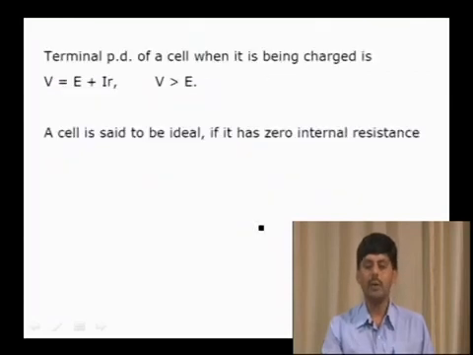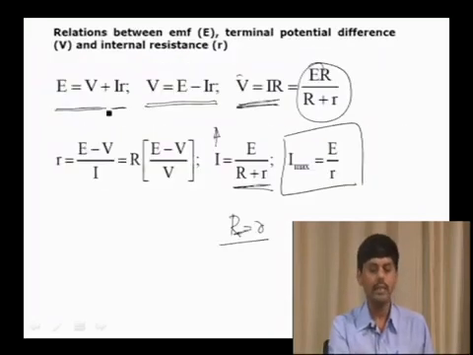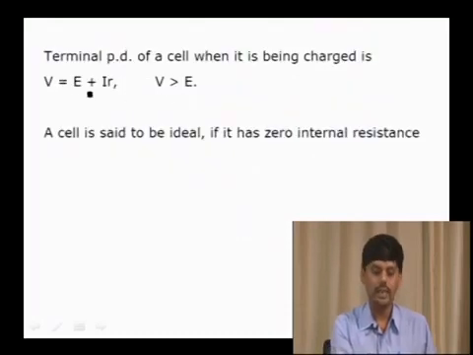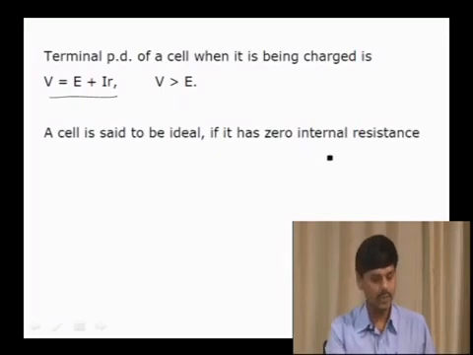Now, the terminal potential difference of the charging. This was explained for discharging. Now it is charging. We are going to charge the cell. Now it becomes V = E + Ir. In this case, V is greater than E. A cell is said to be ideal if it has zero internal resistance.